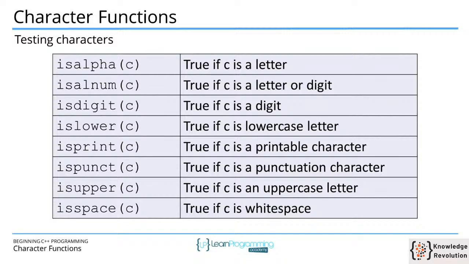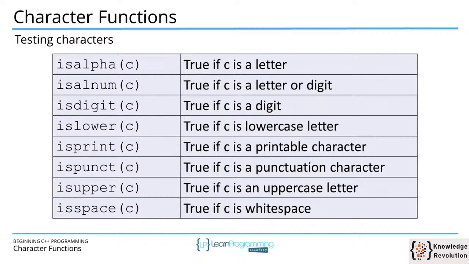isdigit tests to see if the character is a digit. islower tests to see if the character is a lowercase letter. isprint tests to see if the character is a printable character. ispunct tests to see if the character is a punctuation character. isupper tests to see if the character is an uppercase letter. And isspace tests to see if the character is a white space character. There are a few other functions in cctype that I haven't listed in the table. You can refer to the C++ docs for those.